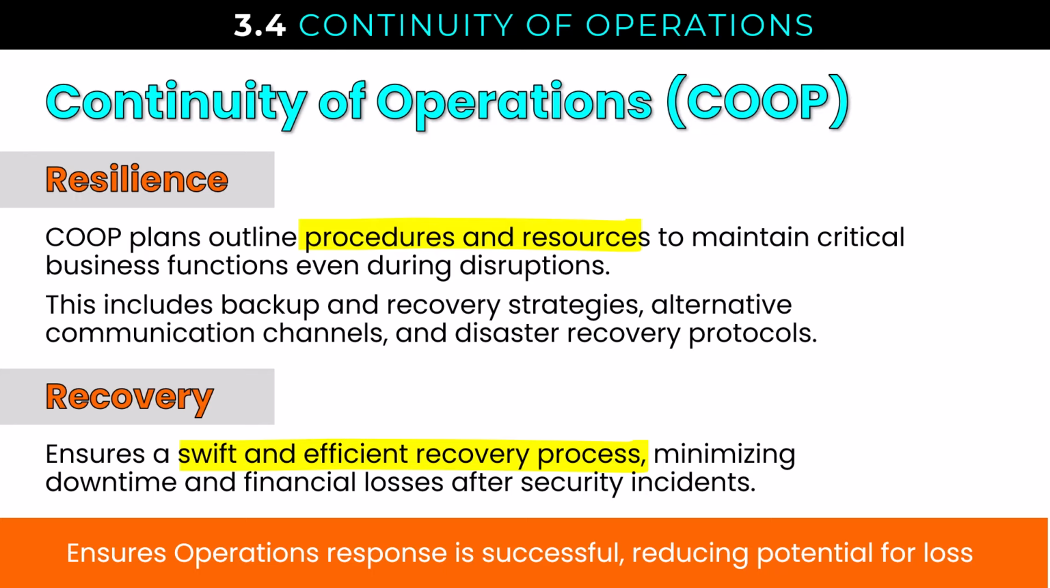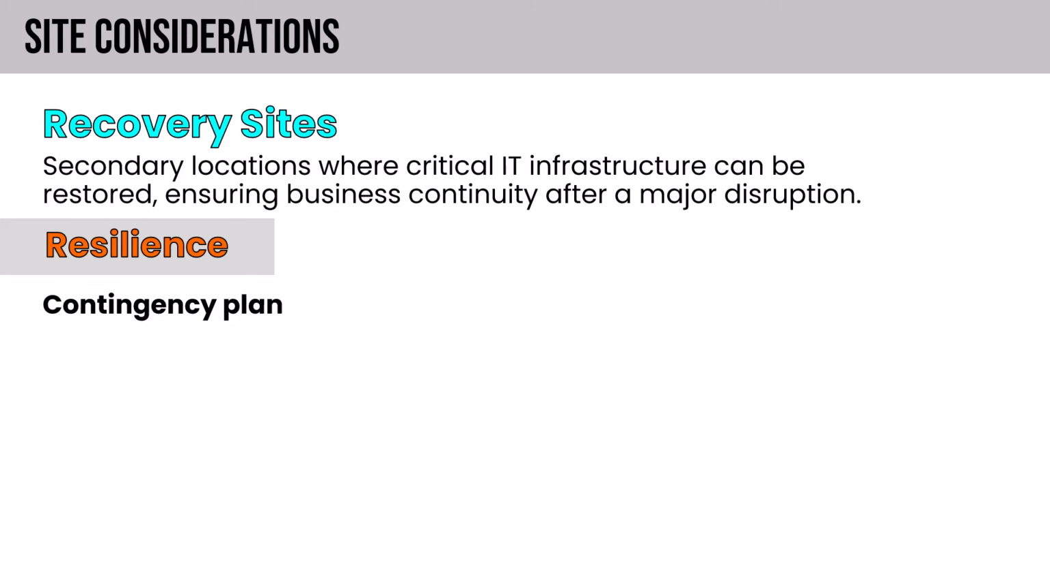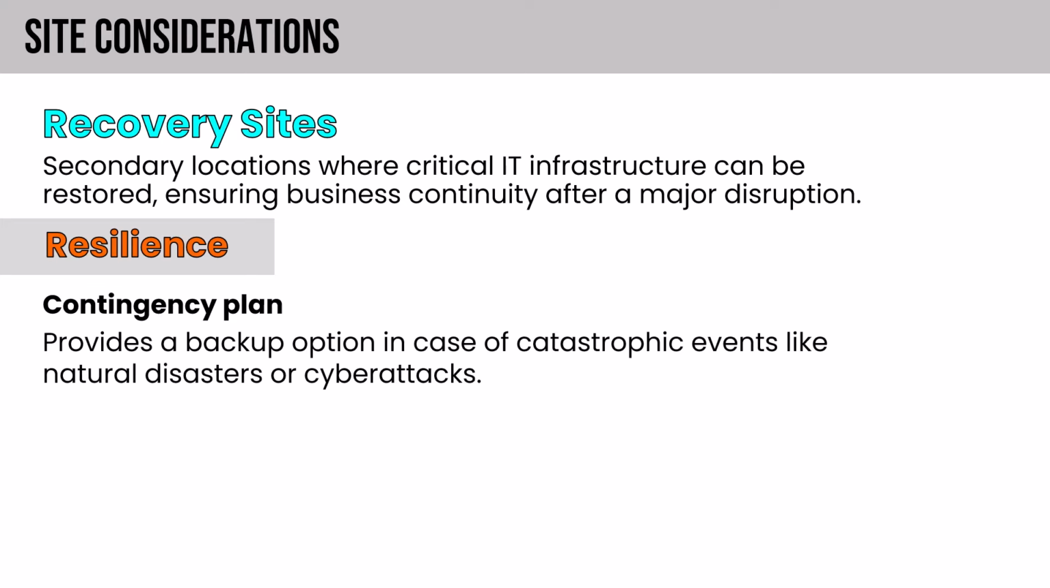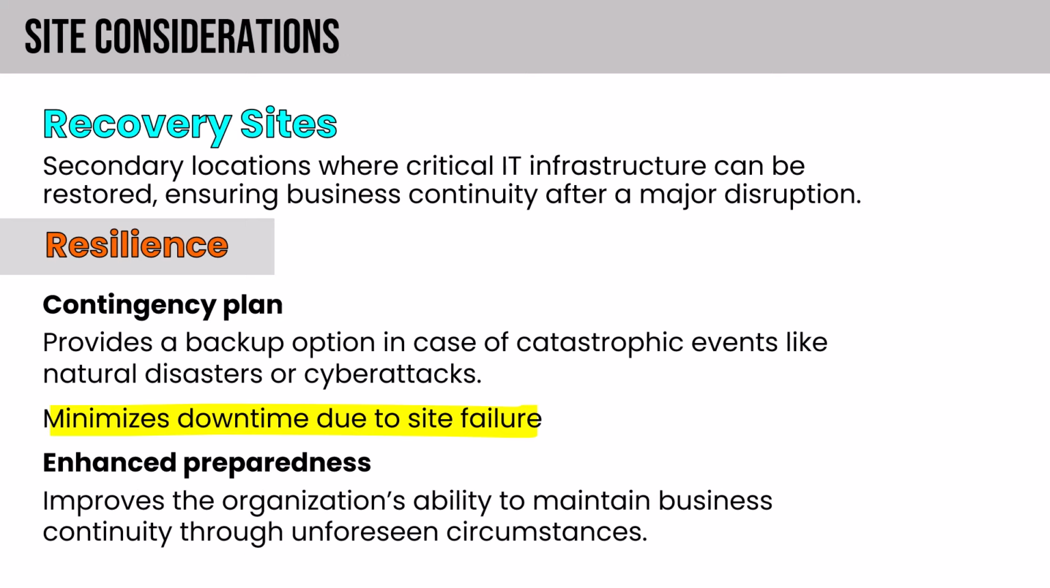Okay, now we're going to move on to site considerations. Recovery sites are secondary locations where critical IT infrastructure can be restored, ensuring business continuity after a major disruption at the site level. So in terms of resilience, recovery sites give us a contingency plan. It provides a backup option in case of catastrophic events like natural disasters or cyber attacks that affect an entire site. Simply put, it minimizes downtime due to site failure, and it enhances our preparedness for these types of events. It improves the organization's ability to maintain business continuity through unforeseen circumstances.